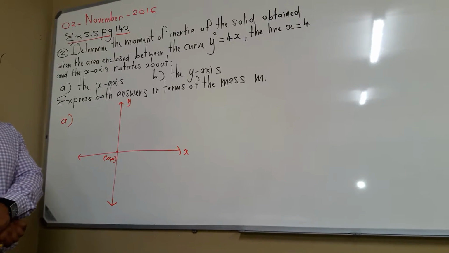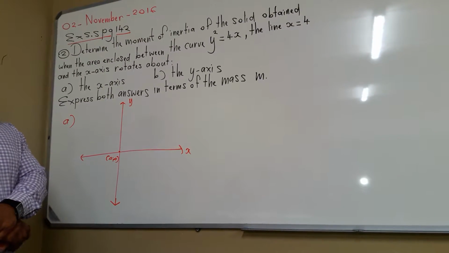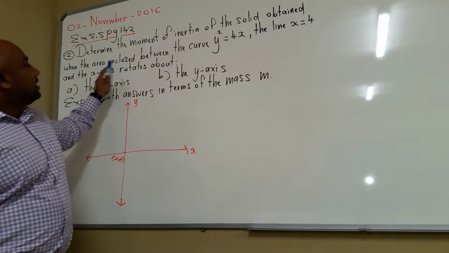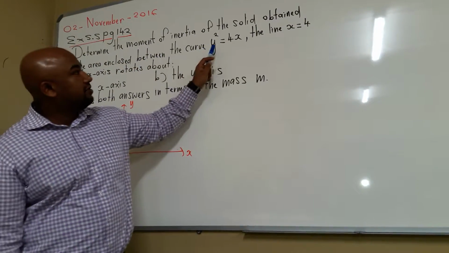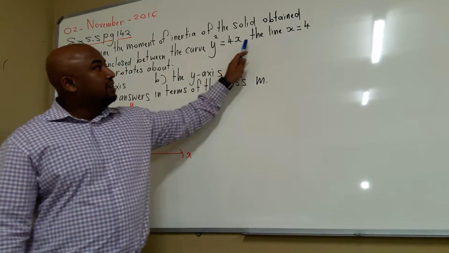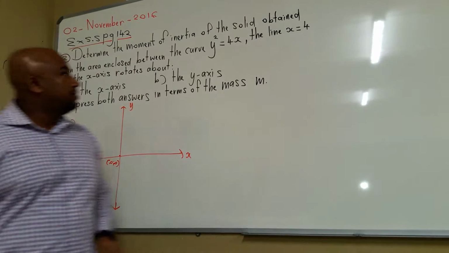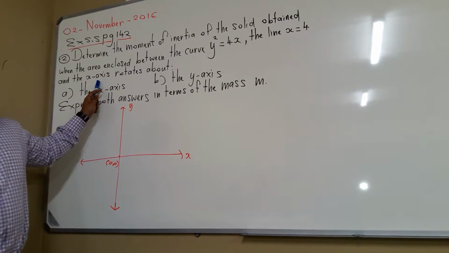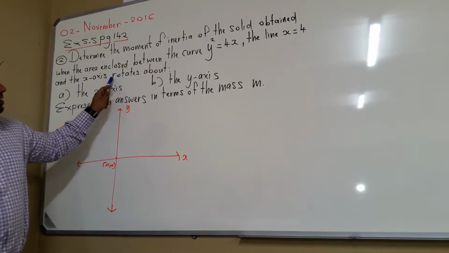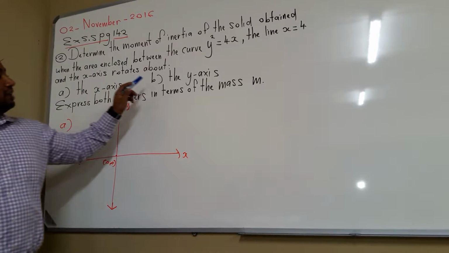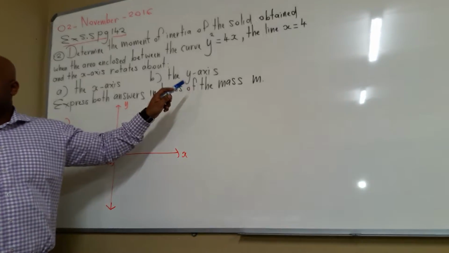Right, so determine the moment of inertia of the solid obtained when the area enclosed between the curve y squared is equal to 4x, the line x is equal to 4, and the x-axis. Okay, so now this rotates about first the x-axis and then the y-axis.